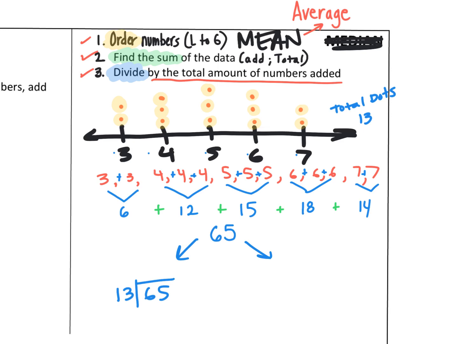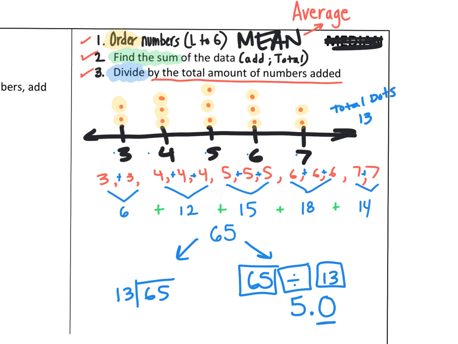Or I can divide by 13 in my calculator. So I'm literally going to type in right now 65 divided by 13. Go ahead and do that real quick. Ooh, that was nice. I got 5. If it was a decimal, I would have rounded it to the tenths place. So it would be 5 point, whatever this number is. So 5.0. I got 5.